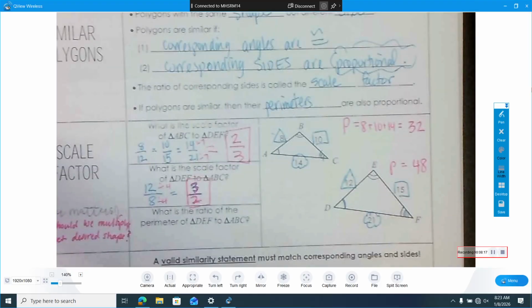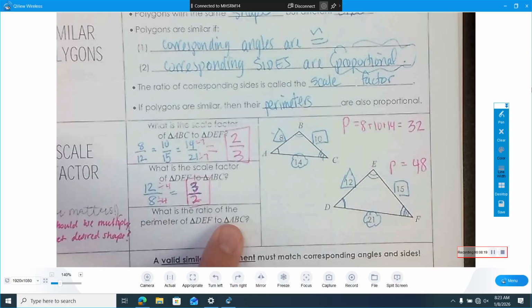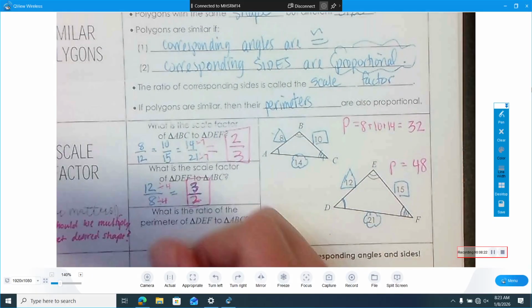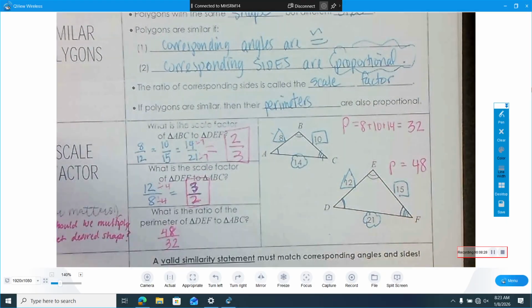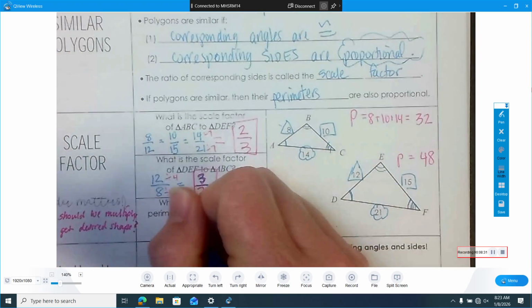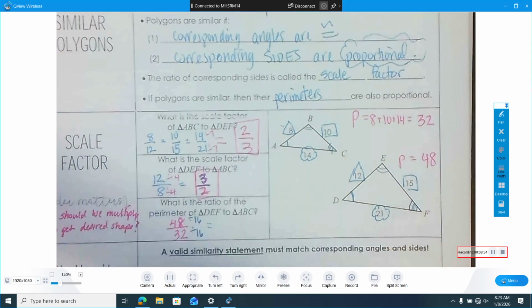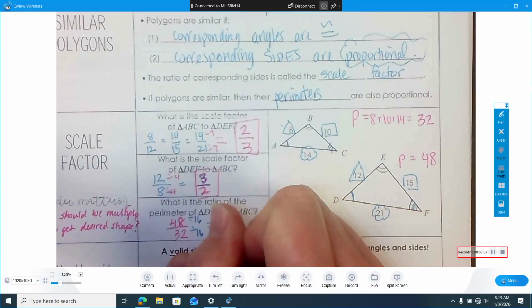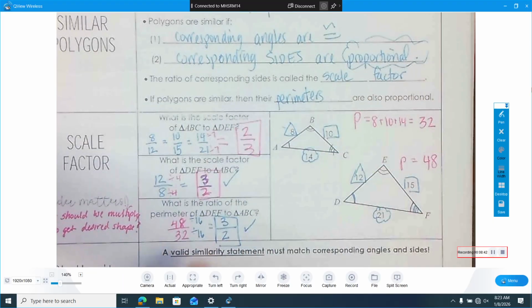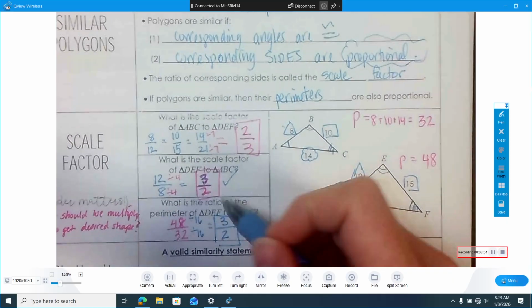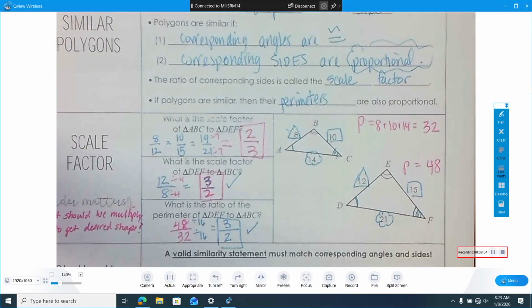So if I want the perimeter of DEF to ABC, I'm going to use DEF's perimeter first, so that's 48. So it'd be 48 over 32. But, of course, that reduces. They both reduce by 16. 48 divided by 16 is 3, and 32 divided by 16 is 2. So you can see that the perimeters are also in the same ratio as the sides. Which makes sense because if they're all that much larger, then the perimeter all the way around is also going to be that much larger.